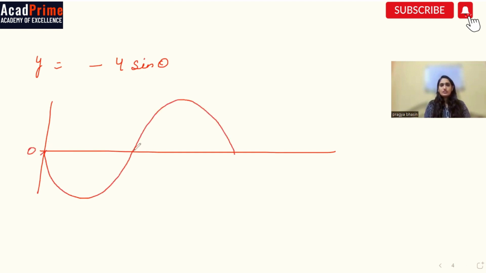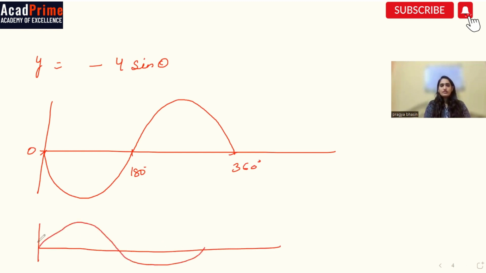From 0, this is 180, again, this is 360 degree. So I'll be comparing the two waves. One wave is like this, second wave is like this, same value 0, 180. These are the same waves, right? So what would be there?